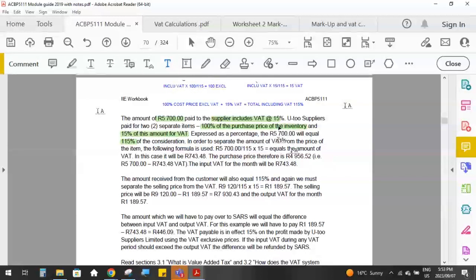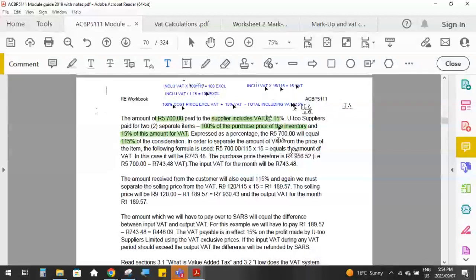Okay, so this is what you will do if you are working from, let's say, the right-hand side of the equation back to the left-hand side. In other words, we're starting with the including VAT amount, and we want to work out the VAT only and the excluding VAT amount. Okay, then it's the including VAT times 100 over 115 to get the excluding, or times 15 over 115 to get the VAT itself. There's another calculation you can do. You can also say including VAT divided by 1.15, and that will also give you the 100 excluding.